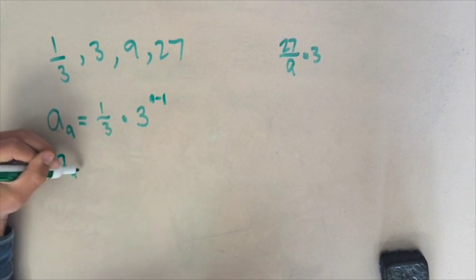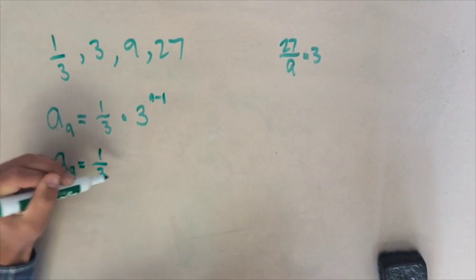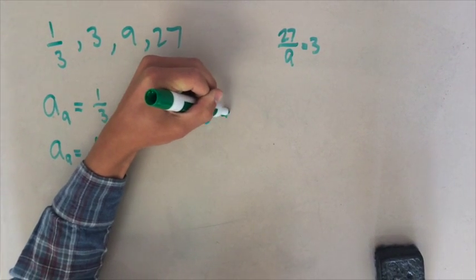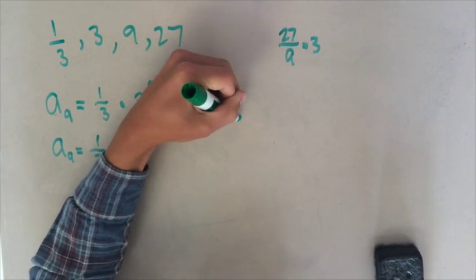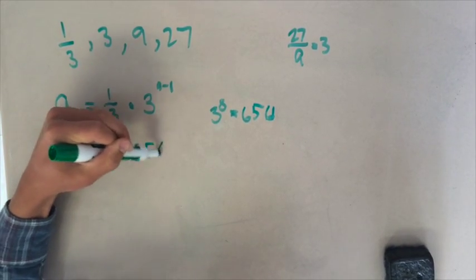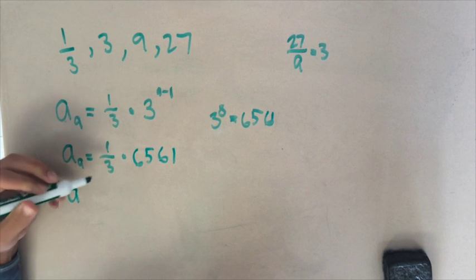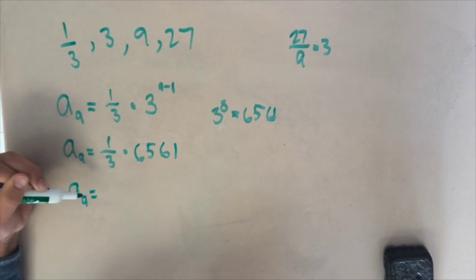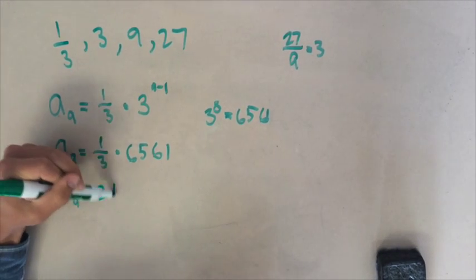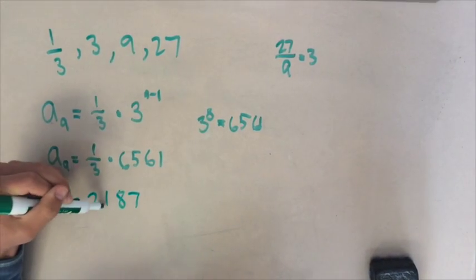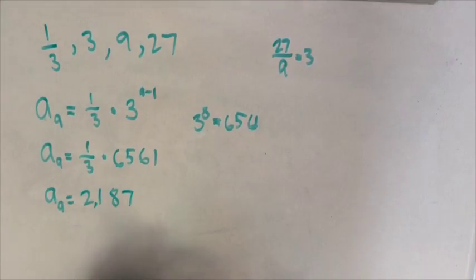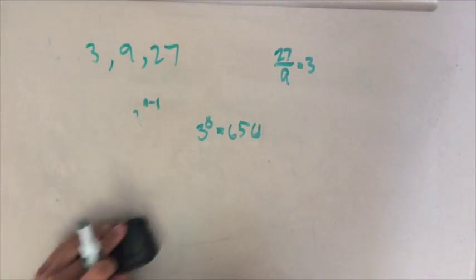So let's solve this. 1/3 times 3 to the 8th equals 1/3 times 6,561, which is going to equal 2,187, and that'll be your ninth term. So this is finding any term along the sequence and what it is.